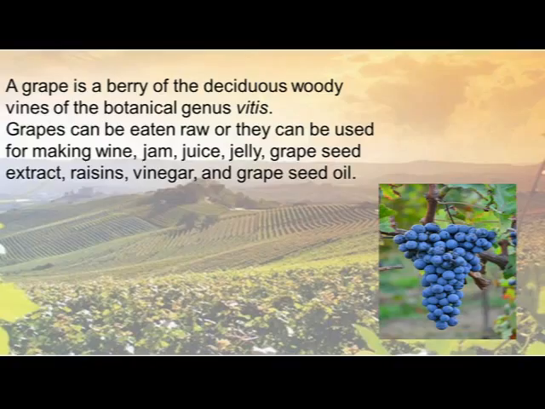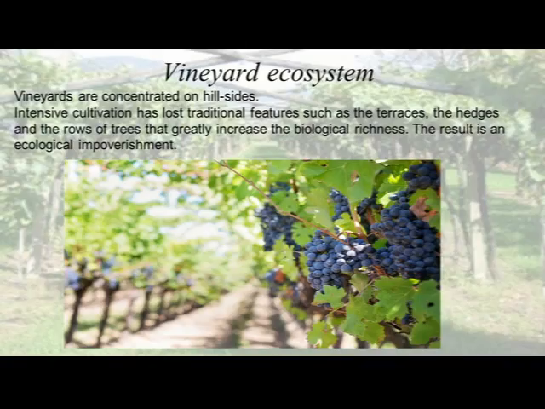A grape is a berry of the deciduous woody vine of the botanical genus Vitis. Grapes can be eaten raw, or they can be used for making wine, jam, juice, jelly, grape seed extract, raisins, vinegar, and grape seed oil.